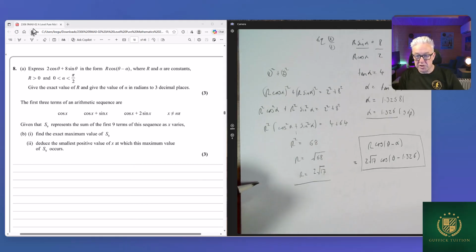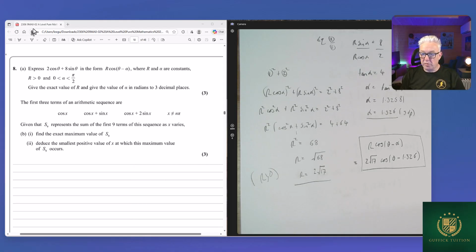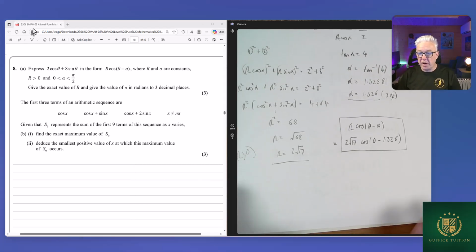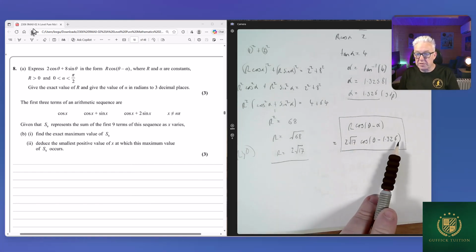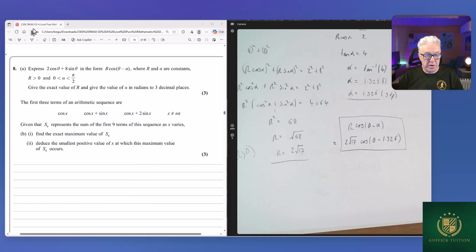We're told in the question that r is greater than 0, so that's why we don't need to worry about plus or minus when we do the square root. So writing in the form of r cos theta minus alpha becomes 2 root 17 cos of theta minus 1.326, and that's part A done for 3 marks.